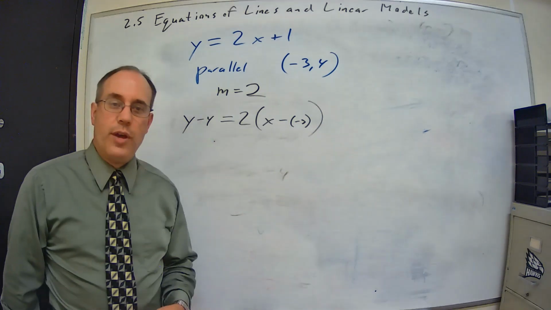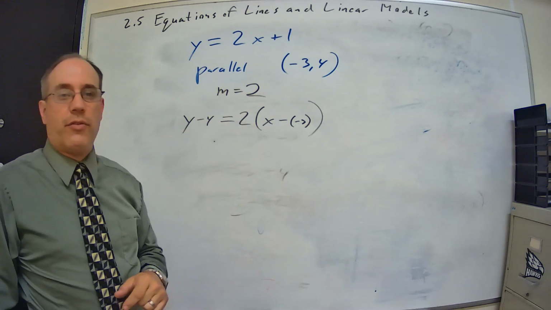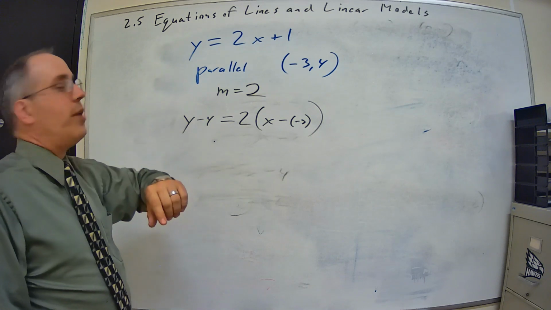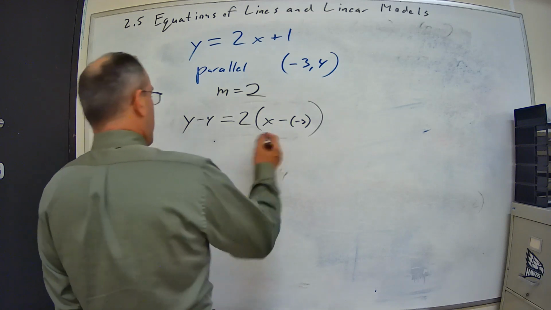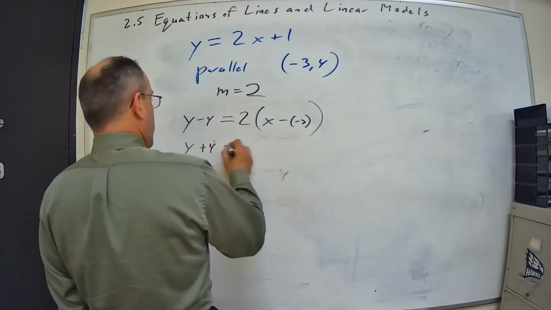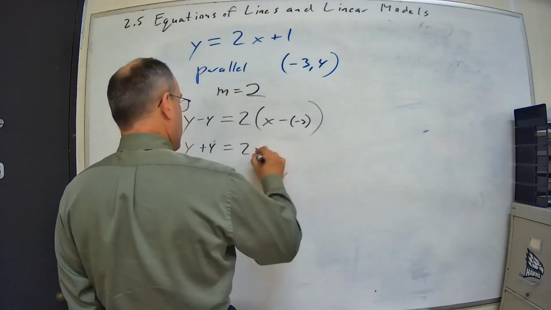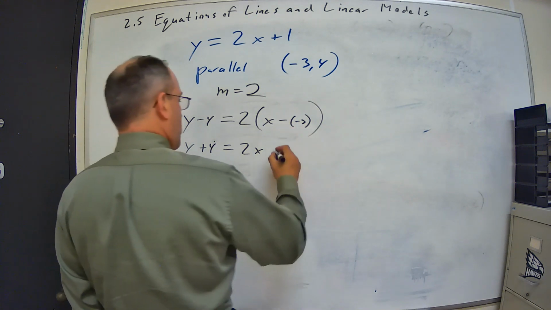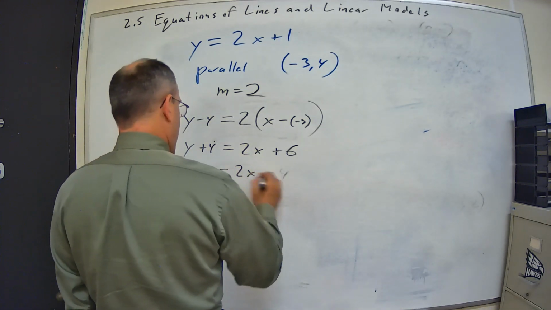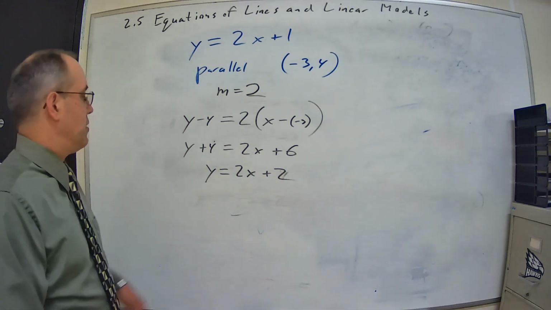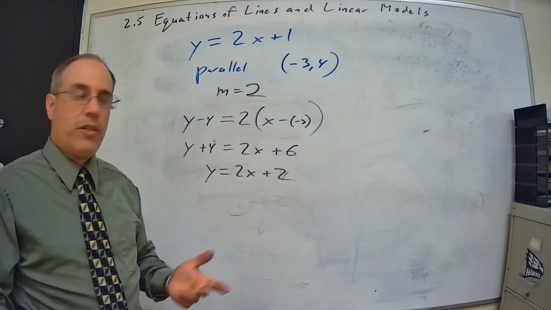And there we go. We now have an equation for a line that is parallel to this, that passes through the point -3, 4. We could take it a little bit further and put it also into slope-intercept form so we can see where it crosses the y-axis. Distributing through, y minus 4 is equal to 2x, minus the negative is positive, so plus 6. Add 4 to both sides, y is equal to 2x plus 10. So y equals 2x plus 1 and y equals 2x plus 10 are parallel lines.